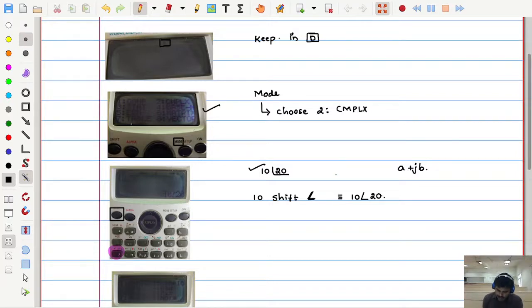So all of you try this. After entering 20, just press equal. You should see the result over here: 10 at an angle of 20. Just confirm whether you got this value, 10 at an angle 20, or not.